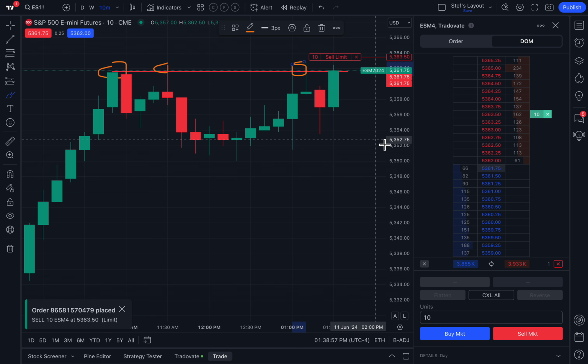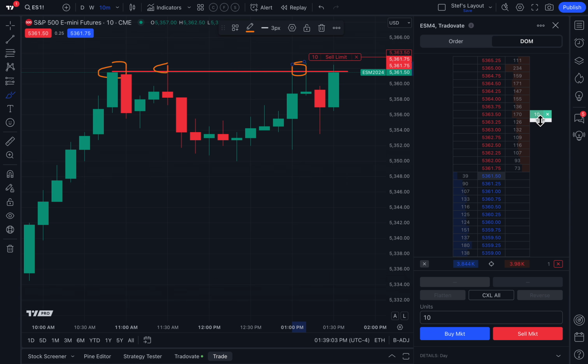But what's really incredible about the depth of market tool and managing orders like this is you can now see our order on the depth of market tool. This means we can see our order alongside all of the other orders out there. So it's a really nice way to see where your order is positioned in the entire open market of orders that are being publicly shown to you. Now, the same is true for buy orders.